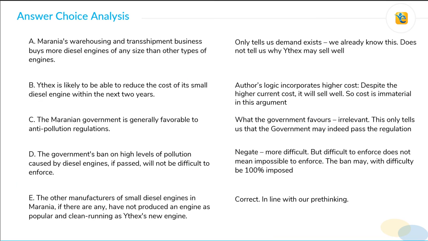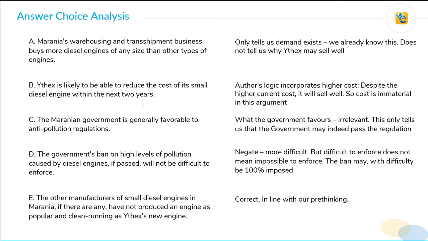If this is clear, now let's get into option choice analysis. Option choice analysis here is actually fairly straightforward, especially with regards to options A, B, and C. So let's run through them. Option A says Marania's warehousing and transshipment business buys more diesel engines of any size than any other types of businesses. Essentially, option A is simply suggesting to us that more diesel engines of any size are being bought by Marania.